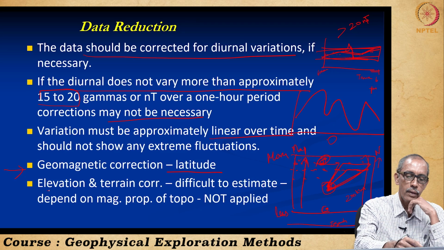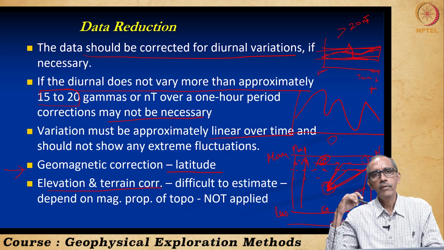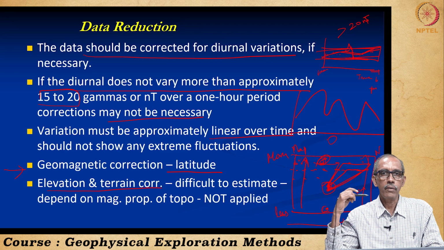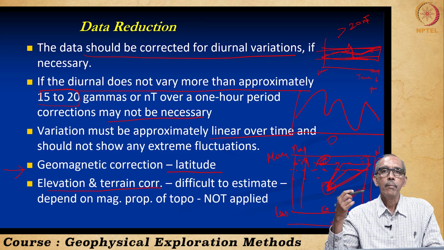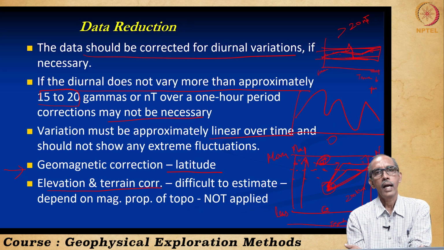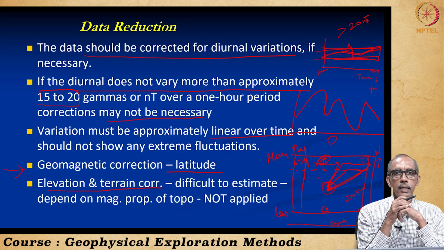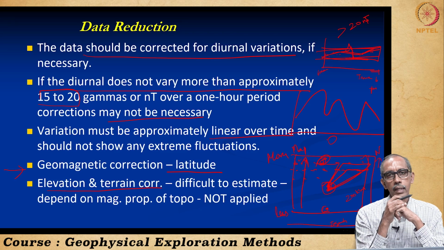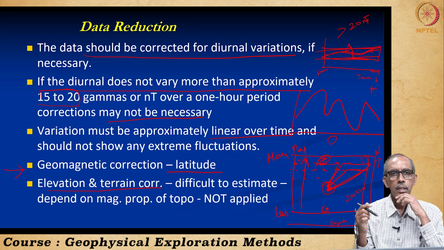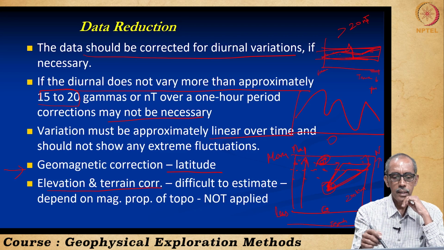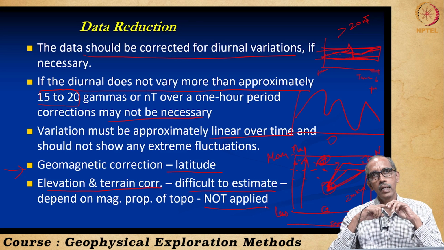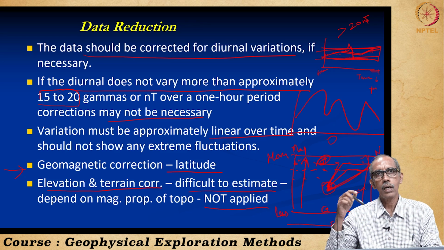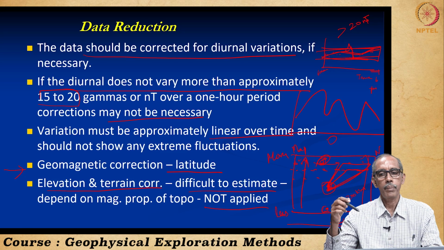Then elevation and terrain correction. Elevation and terrain correction was given in the gravity methods, whereas in magnetic methods it is really difficult to understand what is the elevation and terrain correction. Generally in magnetic methods it is difficult to estimate, hence we do not apply this elevation and terrain correction. So, these are all the corrections that need to be applied.